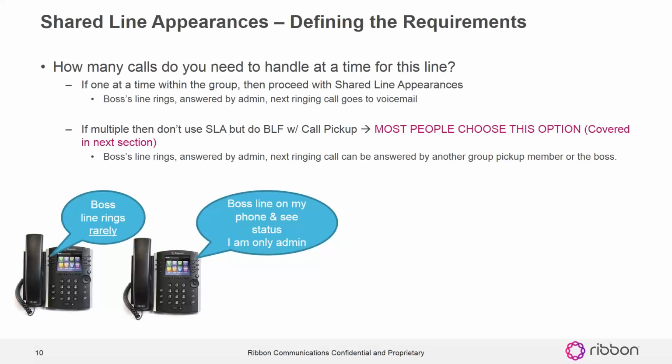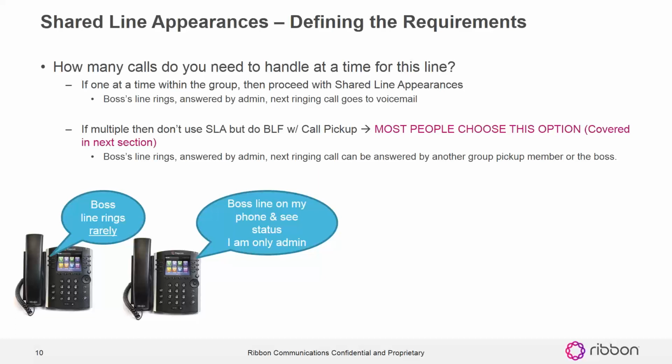I guess the big question to ask is, how many calls do you need to handle at the same time? If it's one at a time within the group, you're not getting a lot of calls, one is enough, then shared line appearances would probably work for you. If it's the main number and you're getting a lot of calls, then we don't recommend at all using shared line appearances for that.